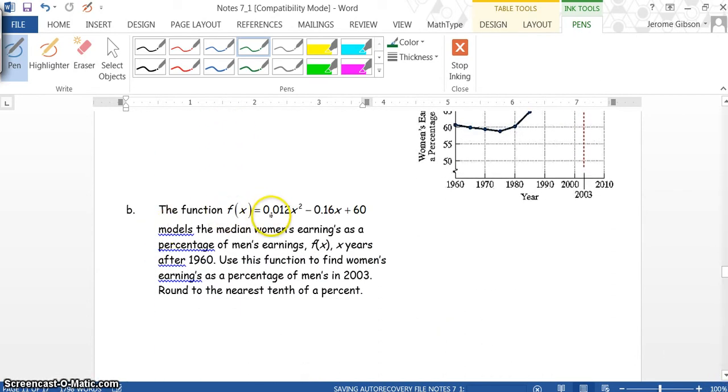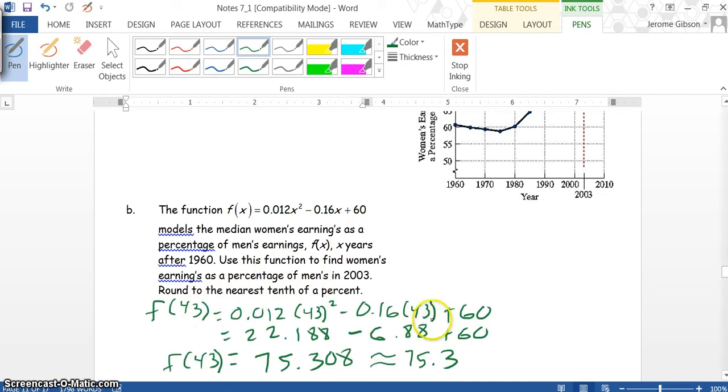The function f of x is equal to 0.012x squared minus 0.16x plus 60 models the median women's earnings as a percentage of men's earnings, f of x, x years after 1960. Use this function to find women's earnings as a percentage of men's in 2003. Round to the nearest tenth of a percent. Now I took the liberty of filling out this problem here.